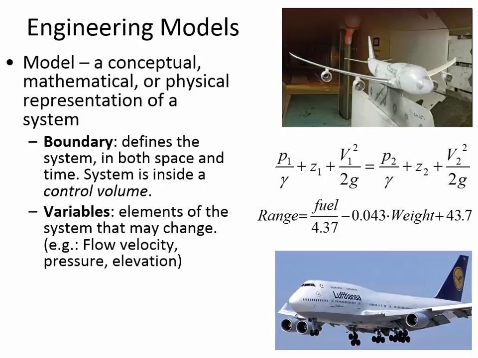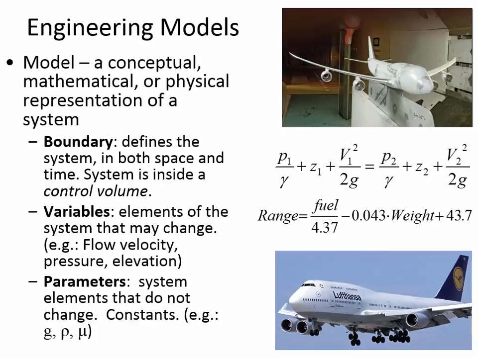The variables are the things that we expect to observe changes in for the model. So the variables for Bernoulli's equation are going to be the pressure, elevation, and velocity. Variables, though, are different from parameters, which are system constants that usually don't change, or if they do change, are only affected indirectly by things like temperature, and we don't have necessarily a direct control over it.